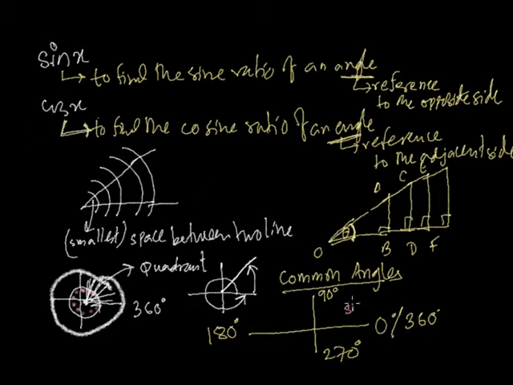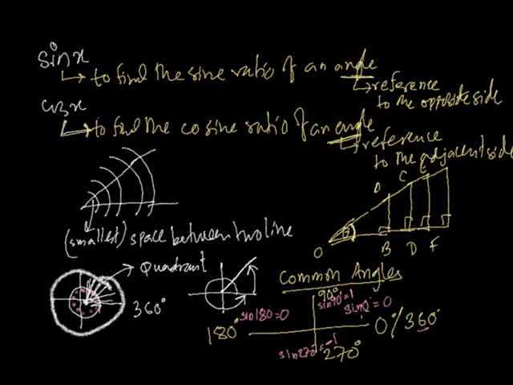Sine of a 0 degree is 0, and if you come to the other side, sine ratio of 180 degree is also 0. Since this is 0, this is also 0. Similarly, sine ratio of 360 degree will also be 0. Now sine ratio of 90 degree is going to be 1, and sine ratio of 270 degree is equals to -1.